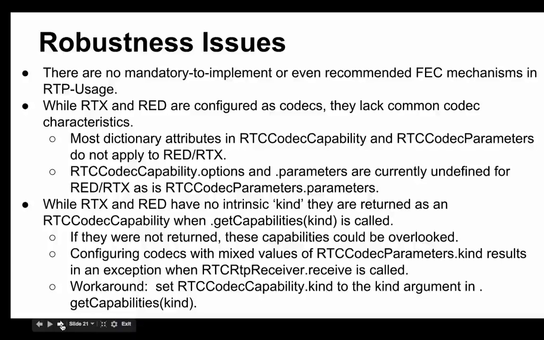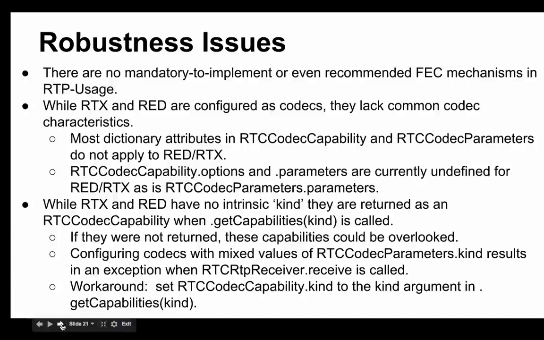The other thing, at least about RTX and red, is they're configured as codecs, but not all of the characteristics make sense. Of course, you can always leave out dictionary attributes that don't apply. In fact, most of them don't. And the other thing is we're missing the options and parameters. They're undefined, as Justin mentioned, so it's not clear how to do some stuff.